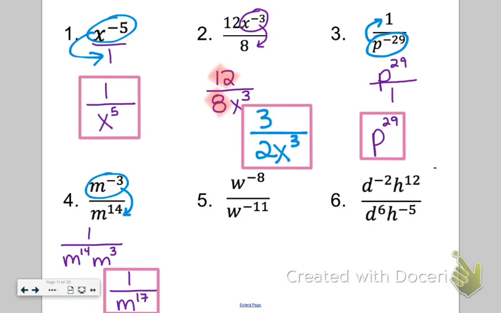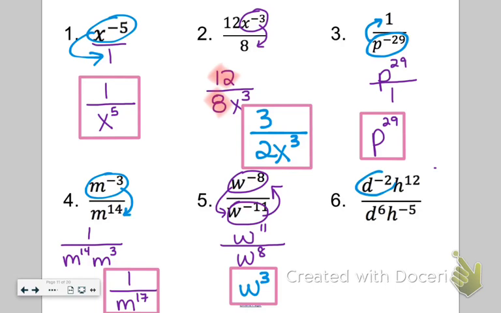With number 5, everything is unhappy with the side of the fraction bar it's on, so they're going to switch places and then become their positive exponents. So w to the negative 8th goes to the denominator and becomes positive 8 power. W to the negative 11 bumps up to the numerator and becomes w to the positive 11. We see w twice, so we need to use our division rule, which says subtract our exponents. 11 minus 8 is 3.